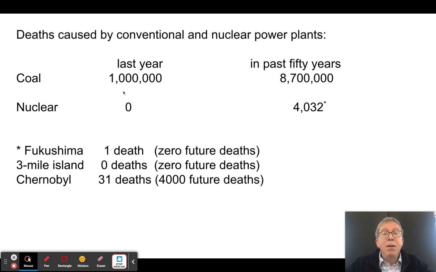Now, how many people died last year from nuclear power? Zero. How many died in the last 50 years? Well, about 4,032. But here's the deal, okay? In Fukushima, there was one death. That was a worker who had to go into the reactor core.